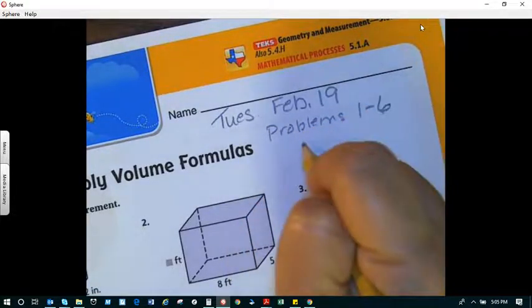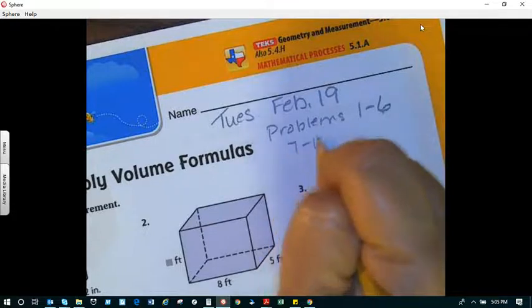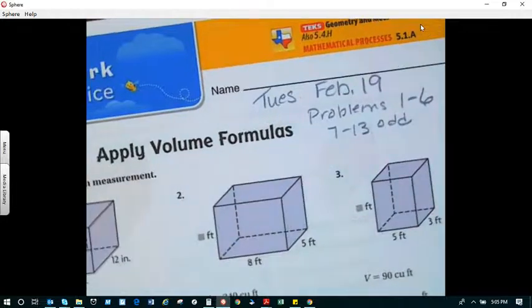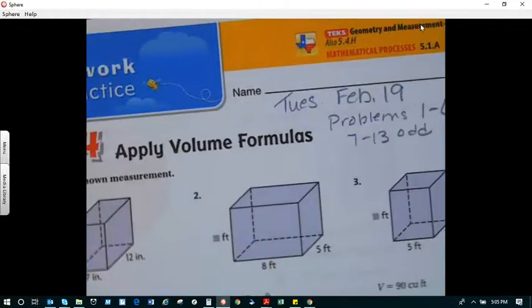We were doing problems 1 through 6, and then the rest are 7 through 13 odd. I will cover all of them if you had done all of those. I'll see where we're at time-wise.